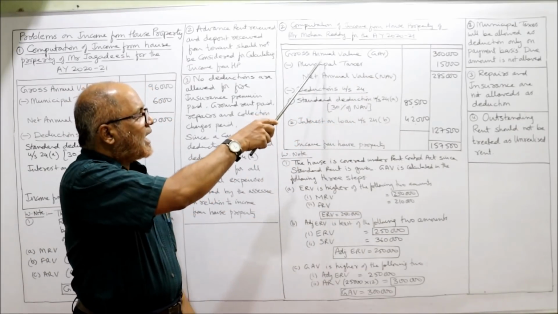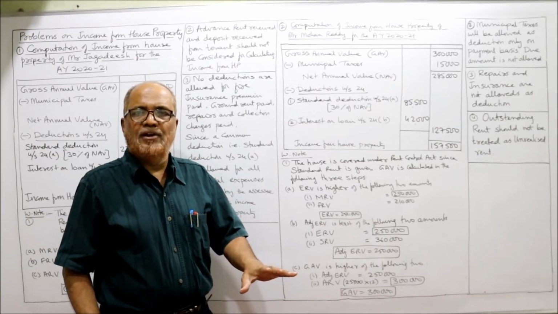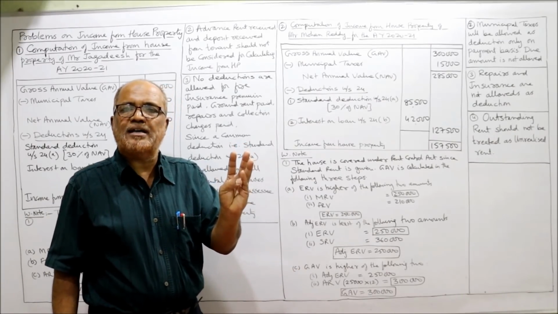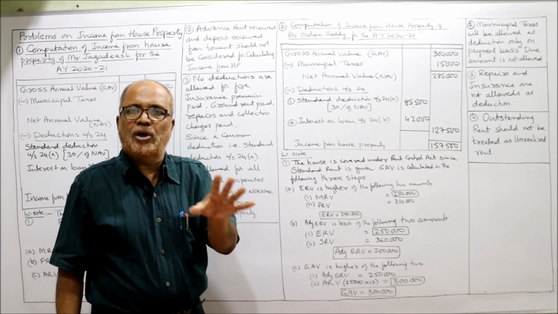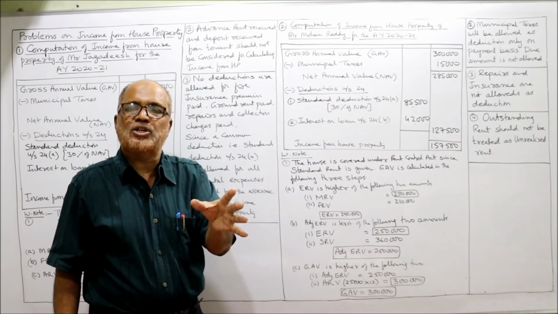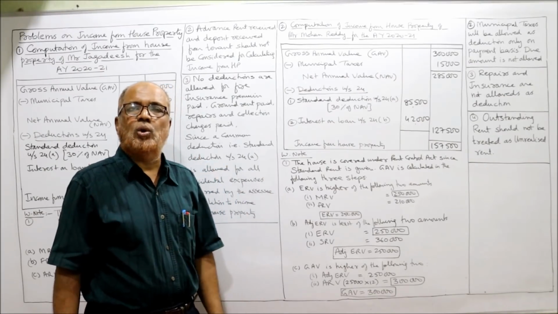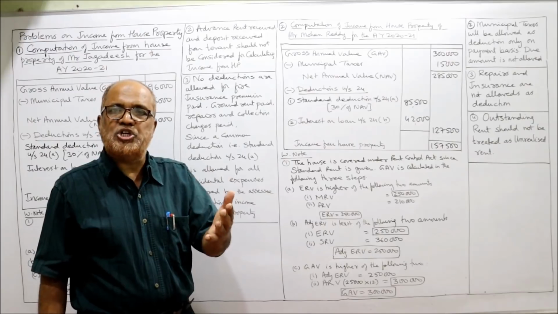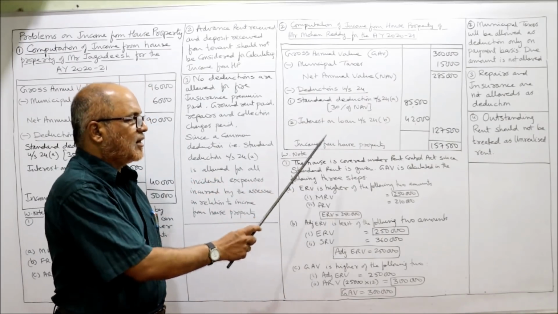First of all, the format as usual we have prepared. As usual format: first, GAV minus municipal taxes will get net annual value. From NAV, deduction under section 24. 24A, standard deduction, 30% of NAV. Section 24B, interest on loan taken to construct, to purchase, to repair, to renovate or to reconstruct the house. Then we'll get income from house property.